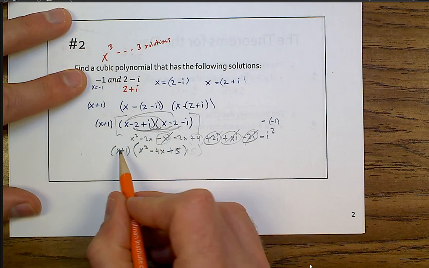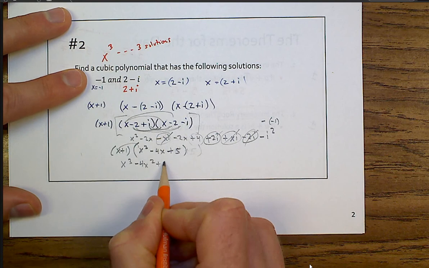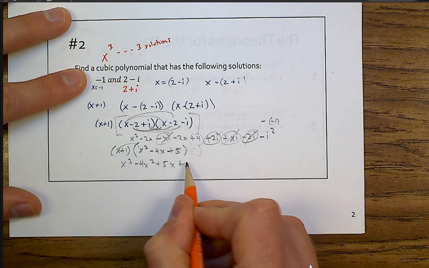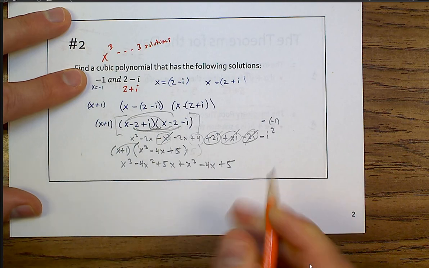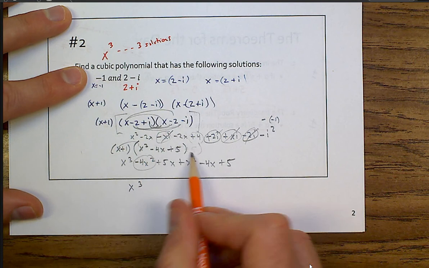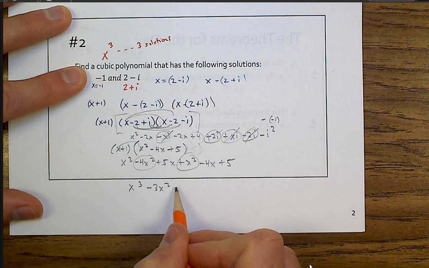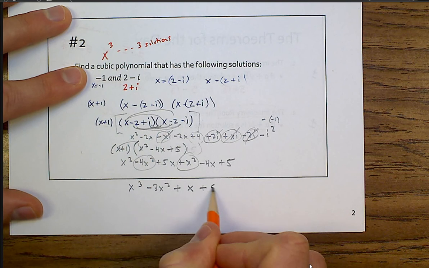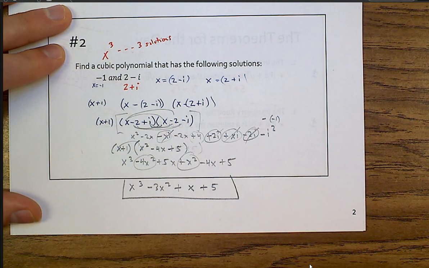So that's going to be x to the third minus 4x squared plus 5x, and then distribute the 1 through, plus x squared minus 4x plus 5, and then put all my like terms together. So x to the third, I have a minus 4x and a positive x squared, that's a minus 3x squared, 5x and 4x make a positive x, and then plus 5. Okay, and there's my cubic polynomial that has the following solutions.